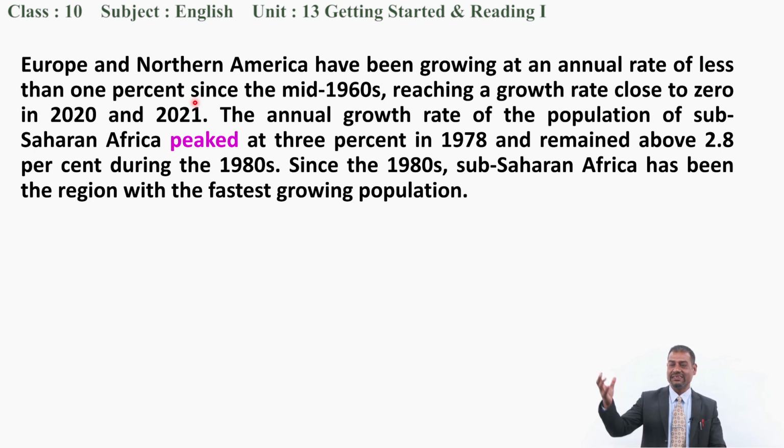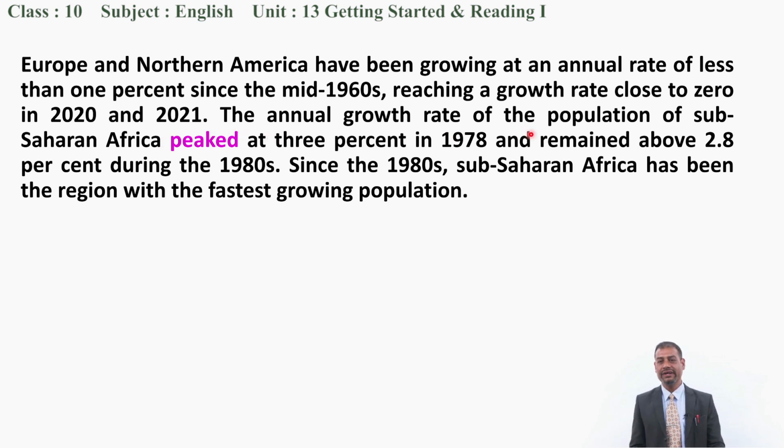That's why maybe they are importing population from other countries, and even from our country also, many youths go there. Okay. So 1% since the mid 1960s, reaching a growth rate close to 0 in 2020. See, growth rate, very close to 0. It means that no population growth. Very near to 0 means no population growth. All right. In 2020 and 2021.